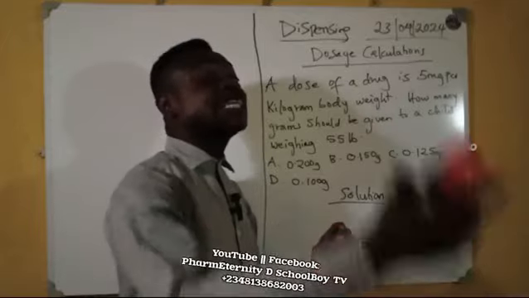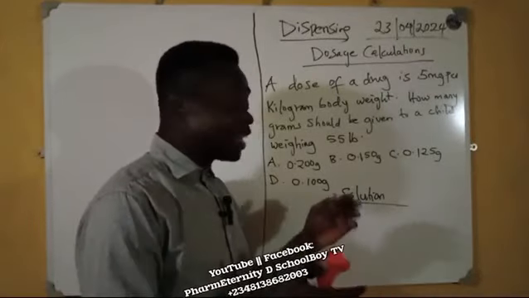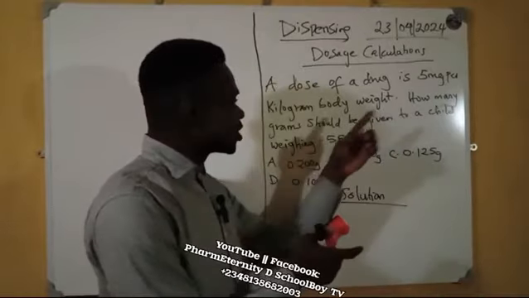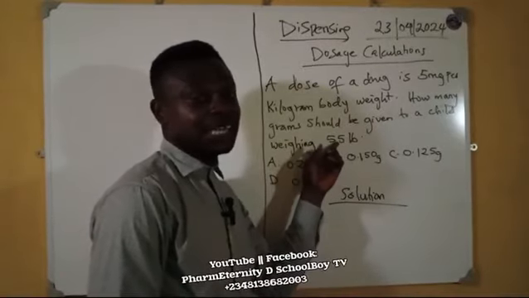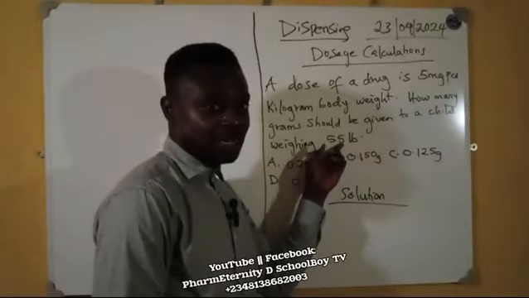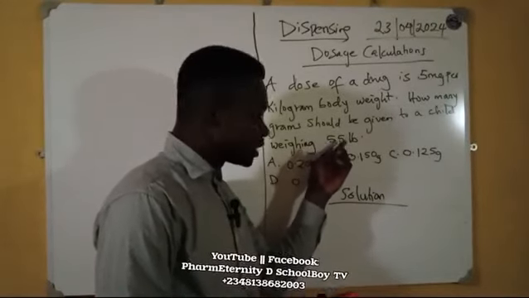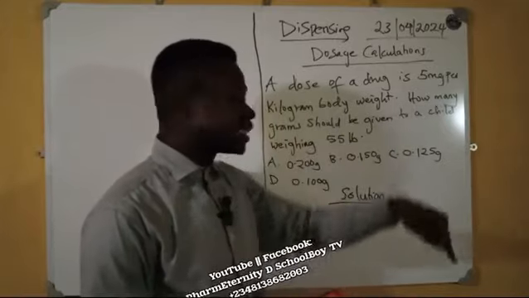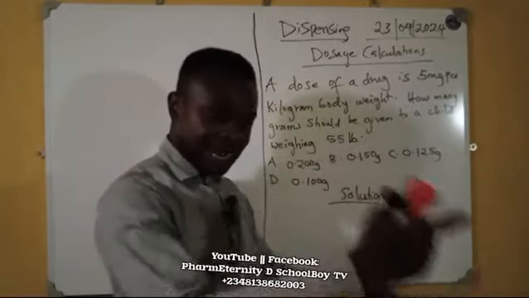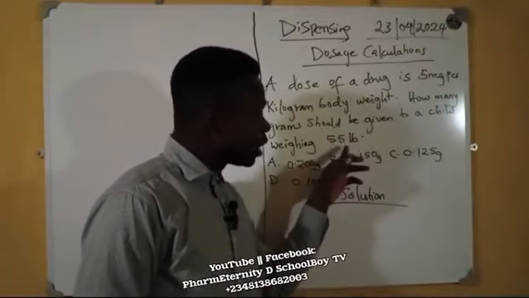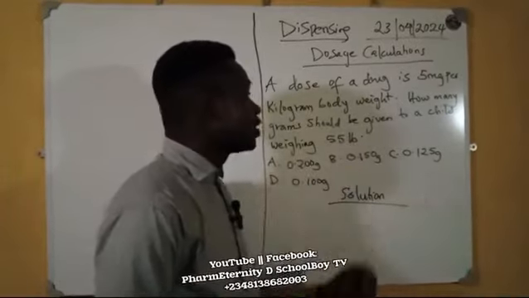And there's also inter-system conversion, conversion from one system to another system. Before you can solve this, you must move this pound, which is avoirdupois, the imperial system, to the metric system, which is gram, kilogram, as the case may be. That's the point I want to make before we start solving this question.